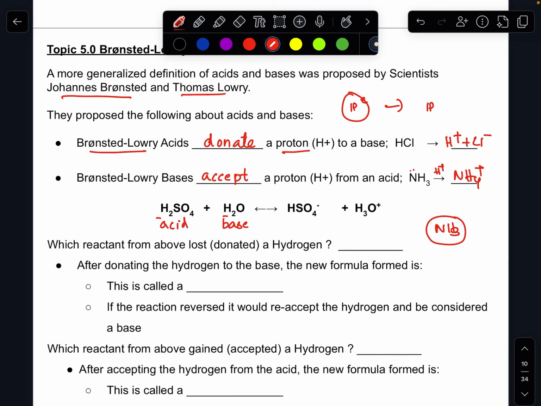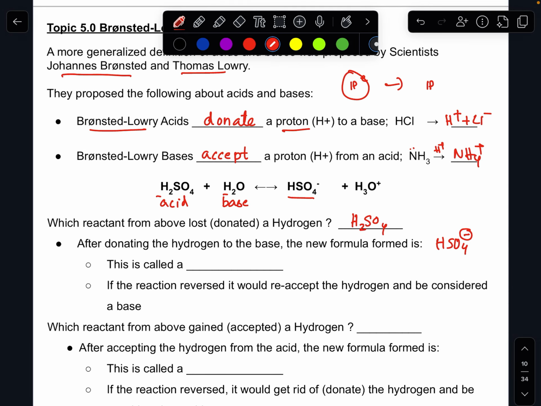Which reactant above lost or donated hydrogen? We would go right, H2SO4. After donating hydrogen, it will form what? HSO4 minus. The reason, let me erase this, is that it is removing one hydrogen as a proton, that's why it becomes negatively charged. So these are related because H2SO4 and HSO4 minus have only a difference of one H plus ion. That is called conjugate pairs. So we will call this negative ion a conjugate base.